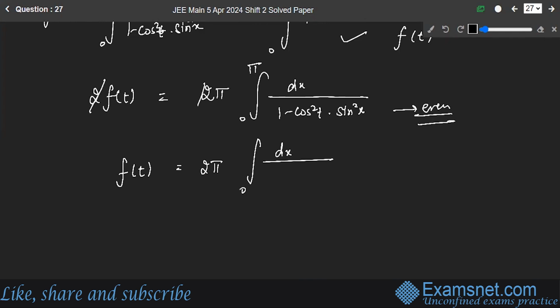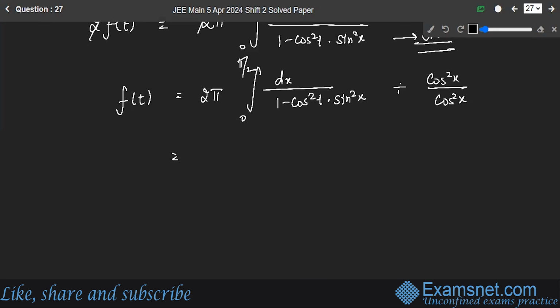Let be, now the limits will change. It will be from 0 to pi by 2, 1 minus cos square t into sine square x. Okay. Now let's do one thing. Divide the numerator and the denominator by cos square x, or you can say multiplying the numerator and the denominator by secant square x.